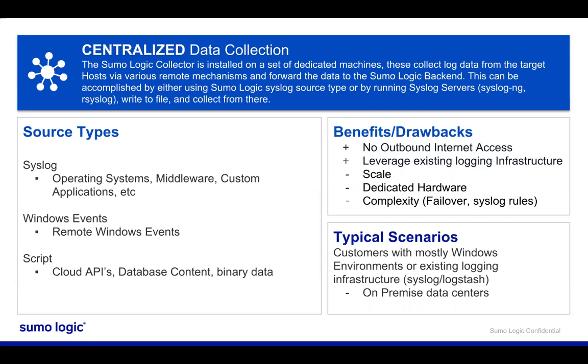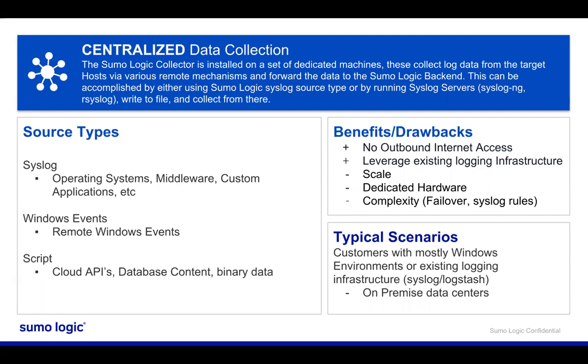Now the benefit here, kind of conversely to what we just saw, is no outbound internet access is needed. Since those devices are communicating internally with that single collector or multiple collectors, and then those collectors are communicating with Sumo Logic, you don't have to expose those devices to the internet, which certainly may be advantageous. You can also leverage your existing logging infrastructure, which will be helpful.